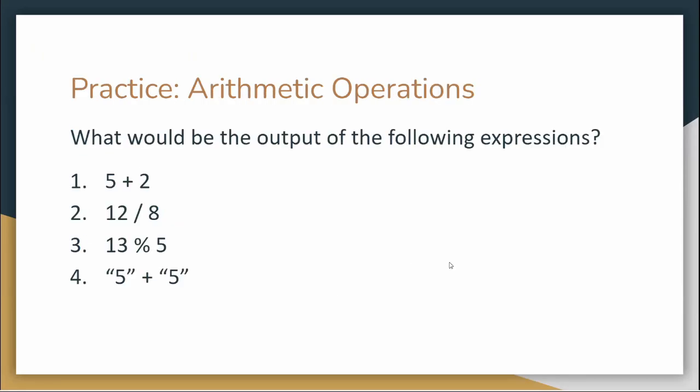So let's just do some practice based on the arithmetic operations that we just learned. Look at these four equations and think about what would be the output of them. You guys can pause the video and come back with your answers. So these are the answers. Of course, 5 plus 2, they're both integers, would be 7. 12 divided by 8 is 1.5. 13 mod 5, again, the remainder of 13 divided by 5 is 3. And then the last one, because 5 and 5 are in quotes, they're strings, so you're going to concatenate them and form 5, 5, or 55.